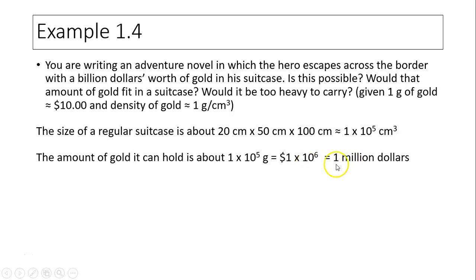10 to the 6 is a million. So that would only hold $1 million. So $1 billion is actually too much to be held in the suitcase. And it also is going to be too heavy. $1 million is about 1 times 10 to the 5th grams. That's about 10 kilograms, that's 20 pounds. So if you have $1 billion, which is 1,000 times bigger than a million, you will have like 20,000 pounds. It's impossible for you to carry. So the answer is no.